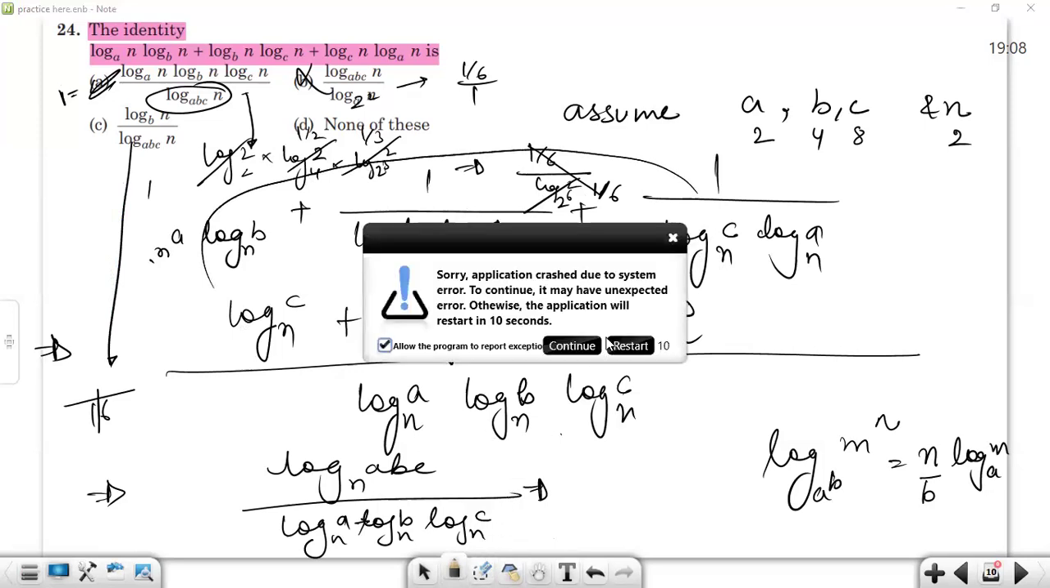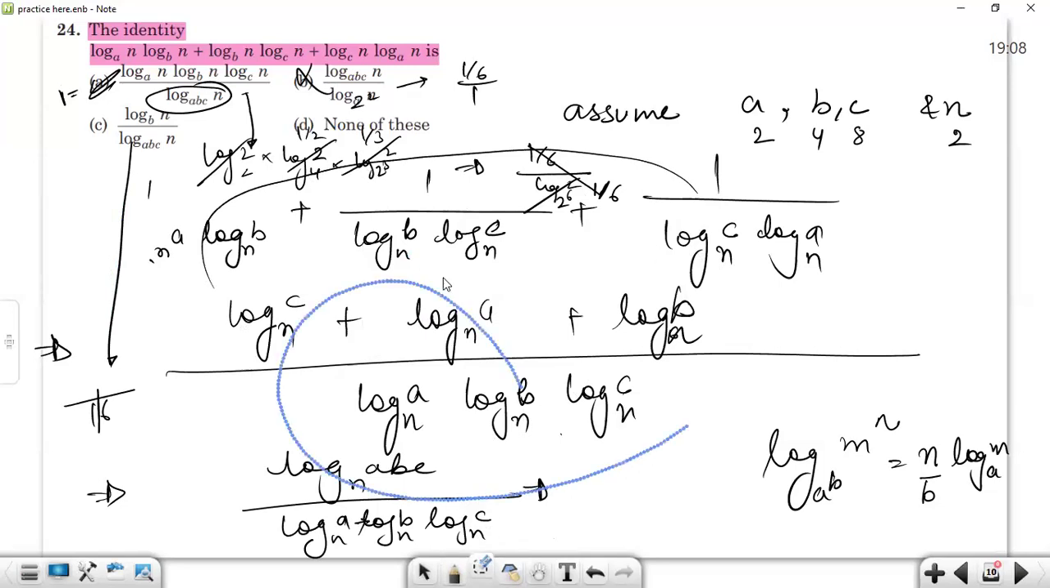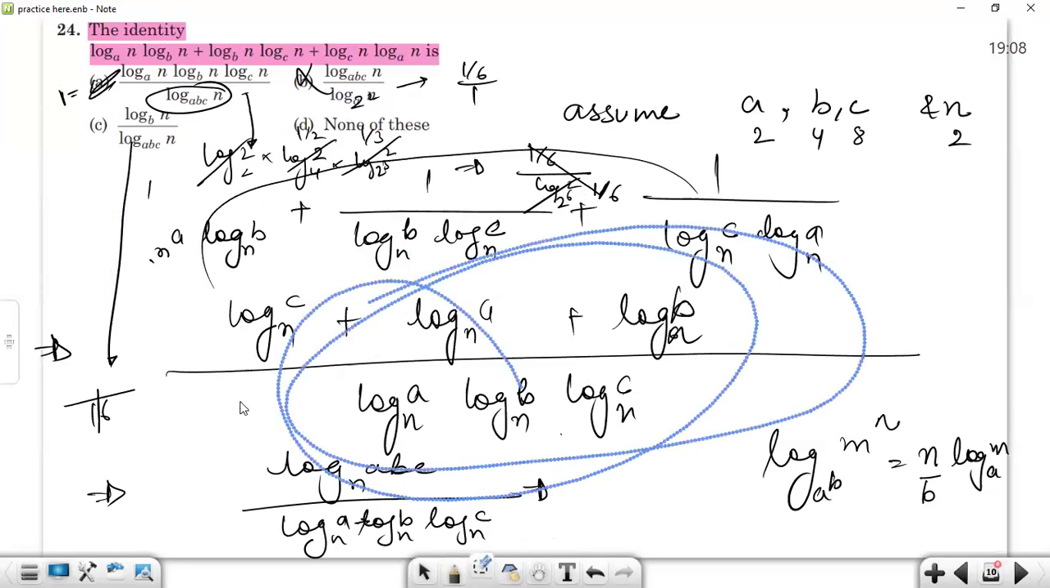Oh, brother, continue, continue. You give me some space.